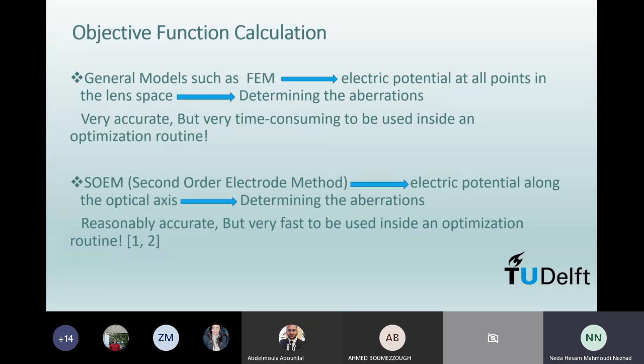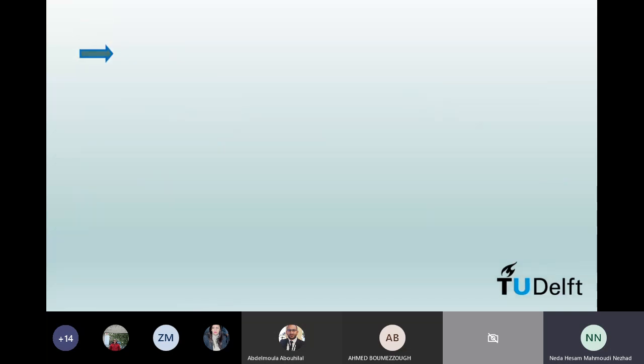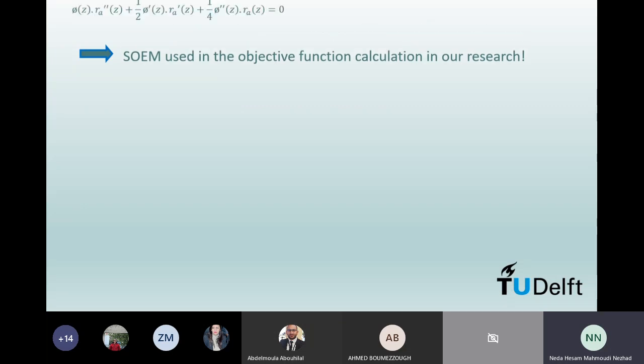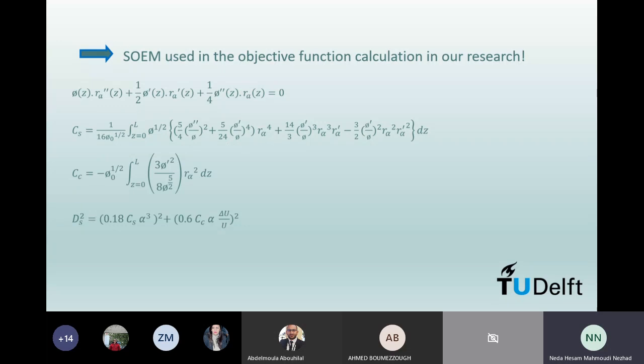However, the details of this method, I think, are out of the scope of this presentation. So for those who may have interest in that, I will just give these references. If they are interested, they can have a look at these references. But just briefly, I will show some of the main formulas that are used in this method. Here you can see briefly some main formulas that are used in SOM.